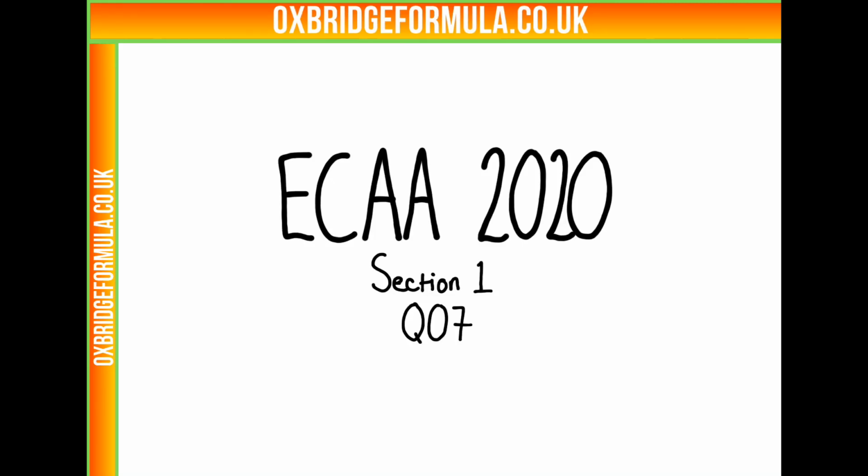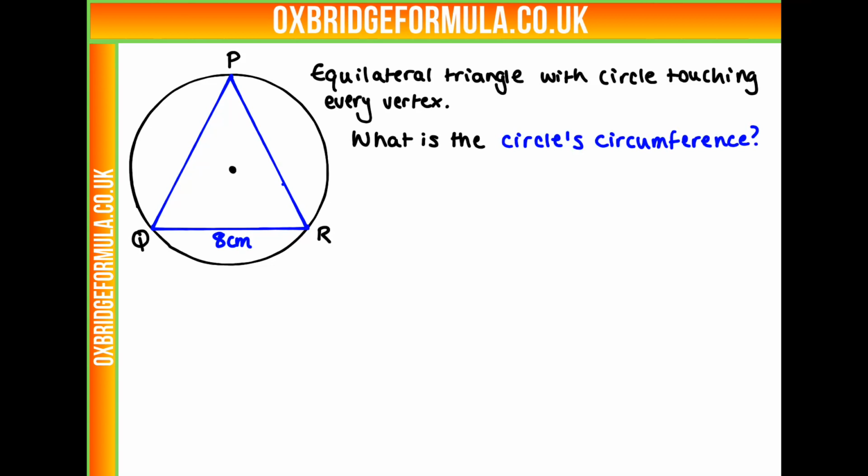In this video, we're looking at ECAA 2020, Section 1, Question 7. So we have an equilateral triangle here, PQR, that's in a circle, and each of the vertices in this triangle touches the edge of the circle. We have a side length of 8, and we're asked to work out what is the circle's circumference.